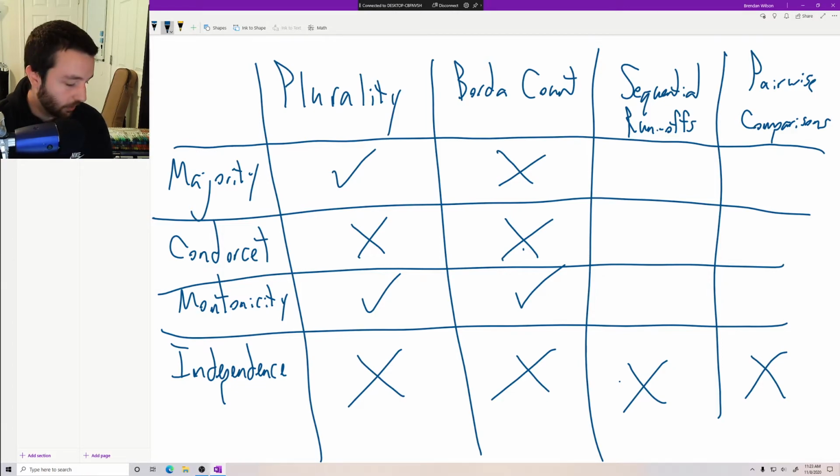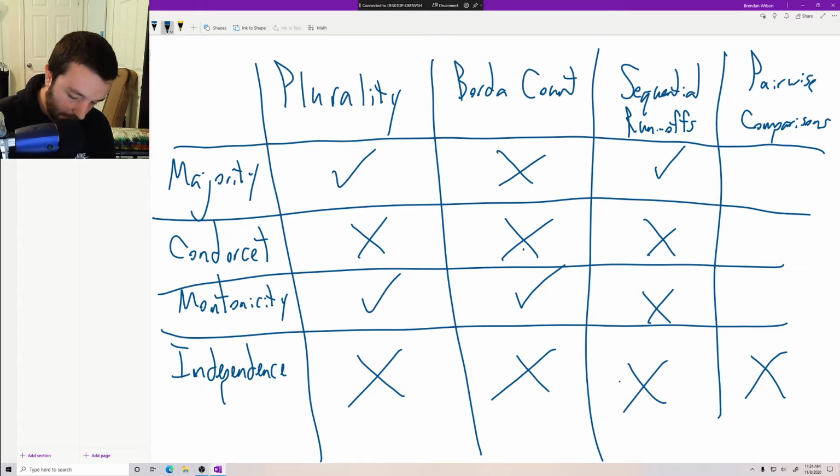Let's look at the sequential runoff method again. This was the one where we eliminate the person with the least first place votes. Then these ones are all violated, but the majority should still stand. The person with the majority of the votes will still win in the sequential runoffs. Okay. Which we saw with Snickers getting the win in that one.